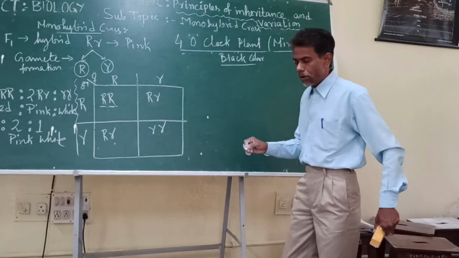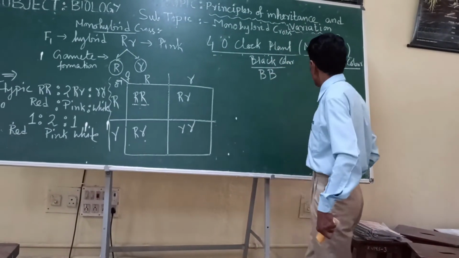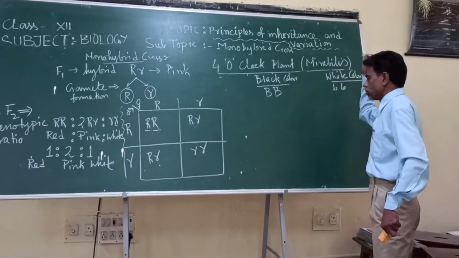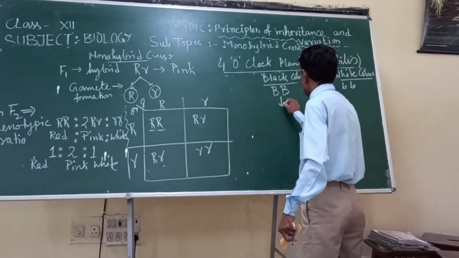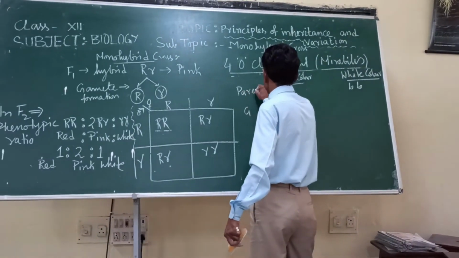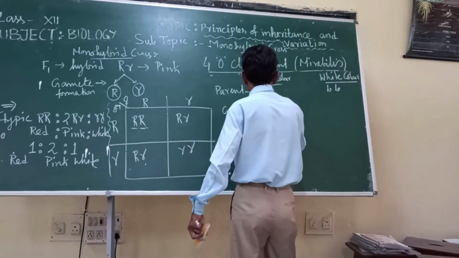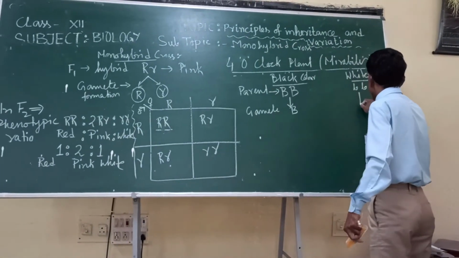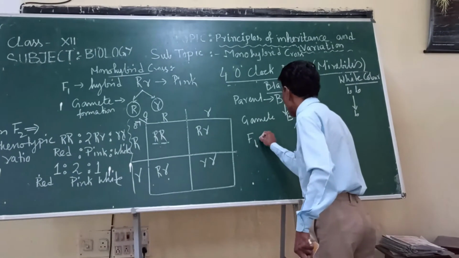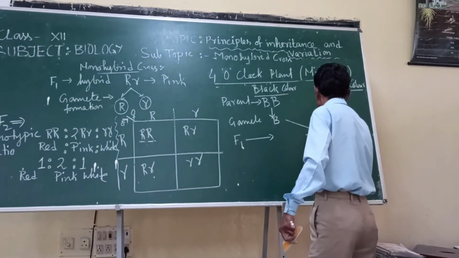These two color fowl, when taken, say that black color is governed by the capital B gene, and white color is governed by the small b gene. When gametes were produced, these are the parental combination gametes, capital B, gamete small b. When these gametes were crossbred, F1 hybrid was produced, capital B, small b.